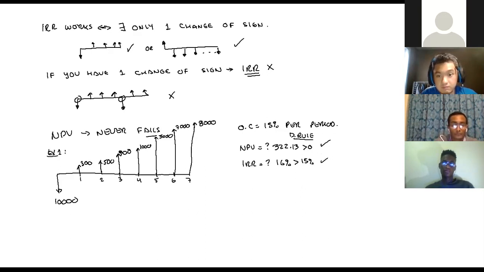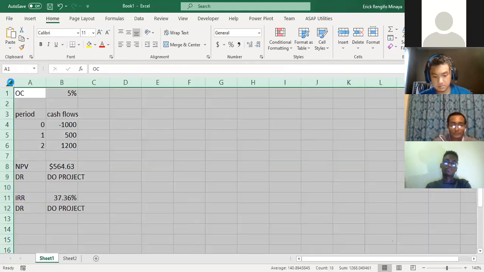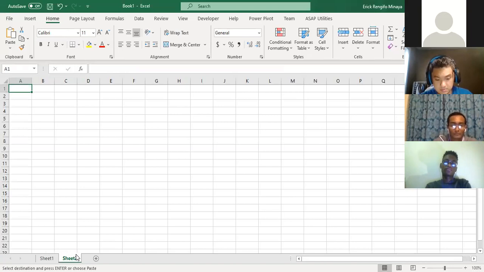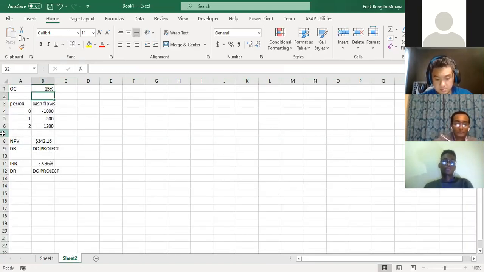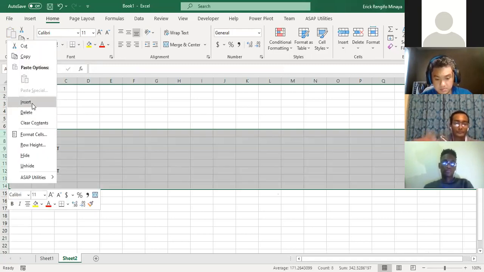We do it. Correct? Okay, so let's do this in Excel, guys. This is really cool and really easy. So let me show you. What I will do is create a new tab here and copy all this one here. And then I will put here 15%. Of course, my cash flow is longer, so I can add additional columns. All of you are fluent in Excel, right?